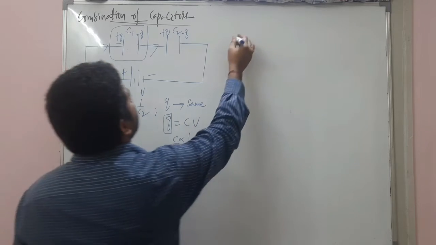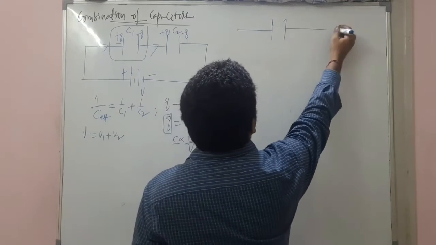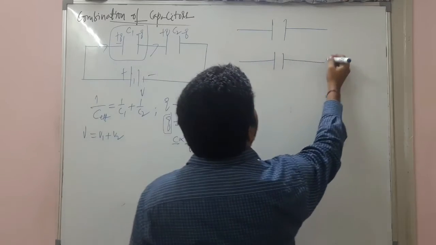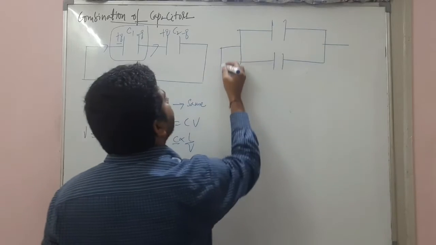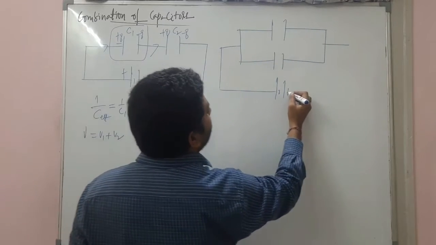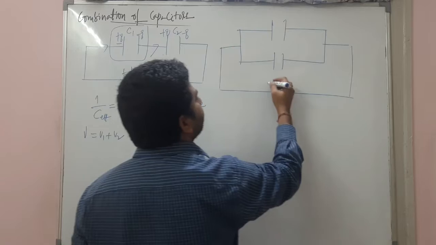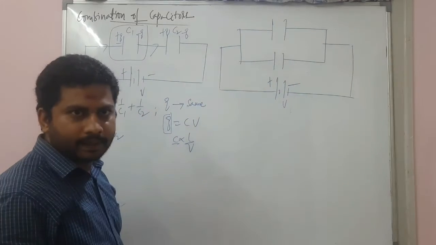Now, here when two capacitors are connected to a battery of voltage V, my dear children, positive terminal, negative terminal, right?